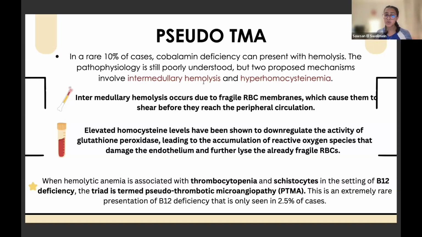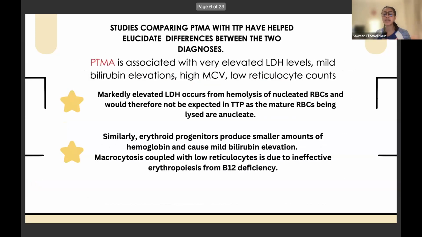And so for the term pseudo-TMA, when you see a hemolytic anemia that is associated with thrombocytopenia, sometimes schistocytes, and a B12 deficiency, this triad is termed pseudothrombotic microangiopathy. And this is a rare presentation of B12 deficiency. It's not commonly seen. The clues that this is a pseudo TMA rather than a TMA picture are the markedly elevated LDH levels, mild bilirubin elevation, high MCV, and low reticulocyte count.